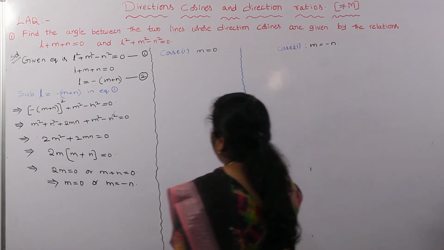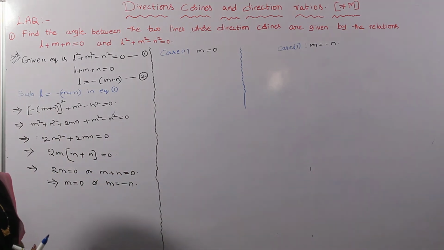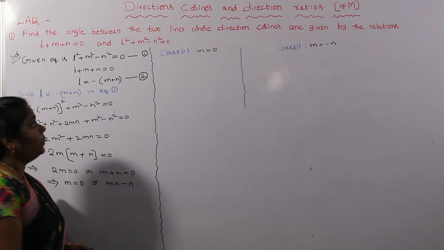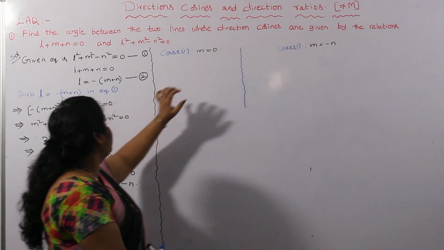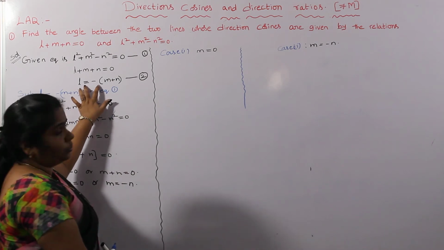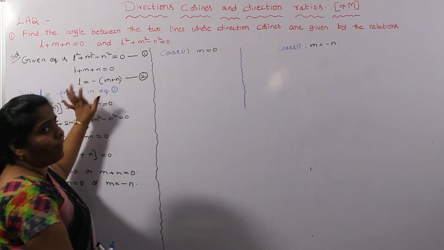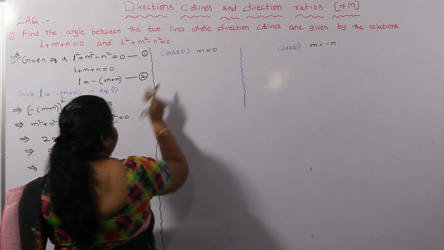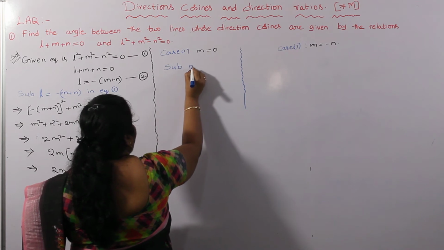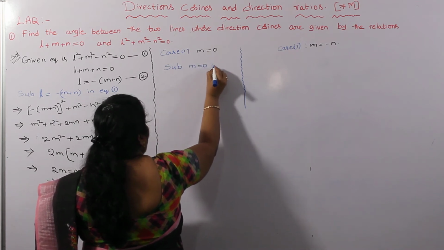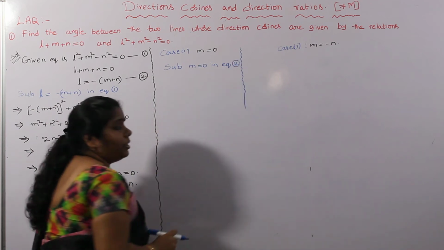In case 1, we need the element values, but we get only m is equal to 0. How do we get the l value? Substitute m is equal to 0 in equation 2, and we get the l value.